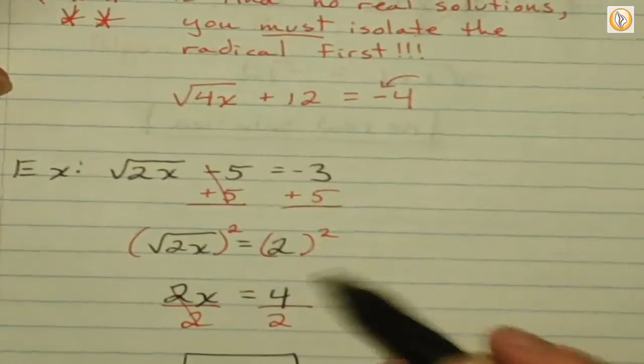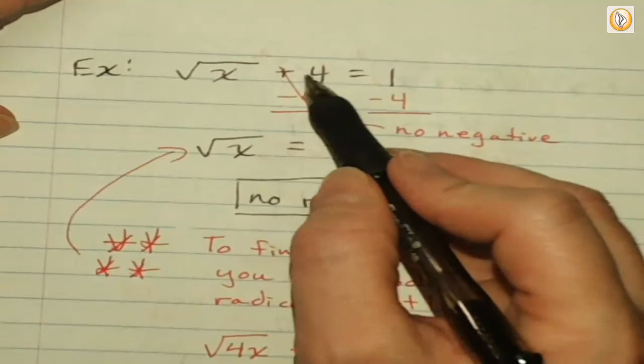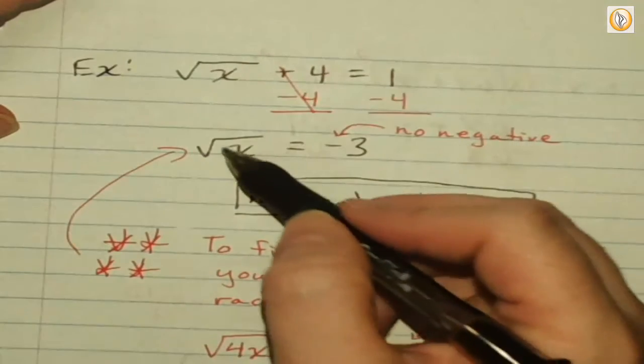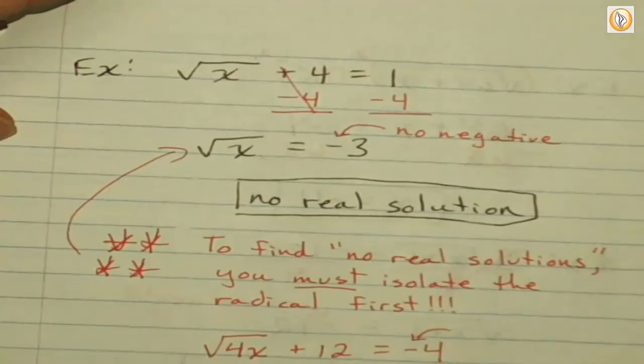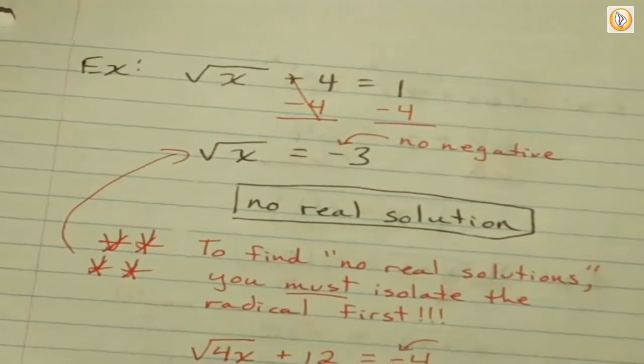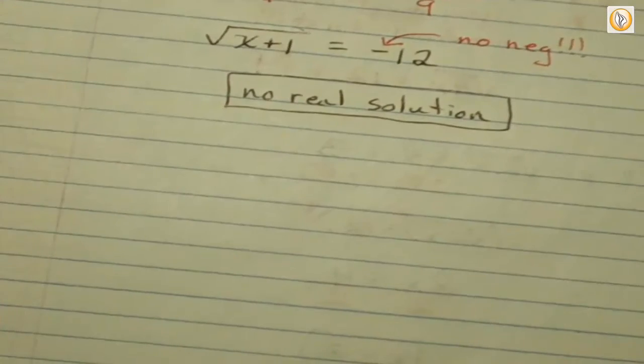But if it's a negative, okay. There you go. Oh, that makes more sense. See, like this one right here. We had to get rid of the 4. Now this is isolated. Oh, but it equals a negative. Get it? All right.